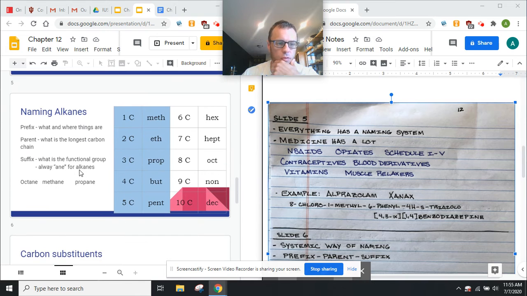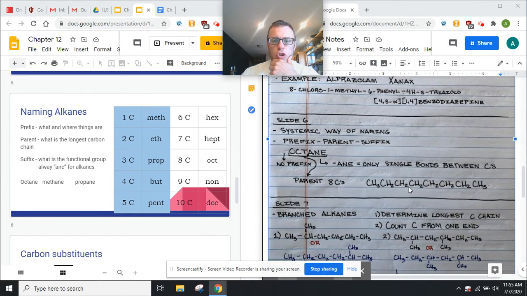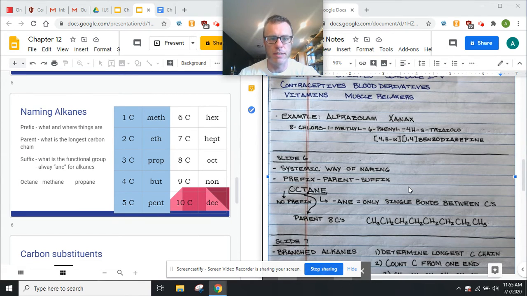This next slide, slide 6, you have to memorize this. You will memorize this. These prefixes are going to tell us how many carbons there are. Meth, eth, prop, but, and then it's sort of geometric: pent, hex, hept, oct, non, dec. You won't have to go bigger than 10, but these you've got to know.